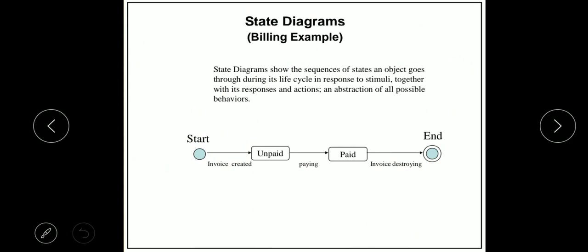Now, coming to the last diagram of our discussion, that is the state diagram or state chart diagram. State diagram shows the sequence of states an object goes through during its life cycle in response to stimuli, together with its responses and actions, and abstraction of all possible behaviors.